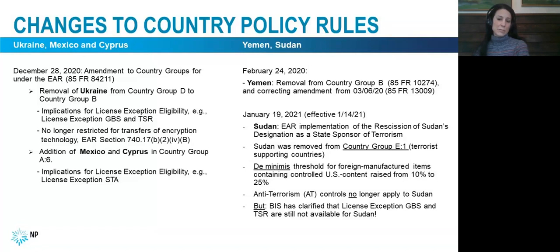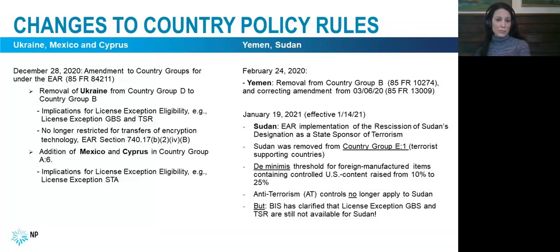Crimea is not on it. It is fully embargoed, but not on it because Crimea is not a country, and it is part of Russia or Ukraine, depending on how you do that politically. But again, Sudan is no longer in country group E. That is a very big change. What does that mean? If I produce items outside the U.S., my de minimis threshold is no longer 10%, but 25%. That's good. AT controls no longer apply for exports to Sudan.